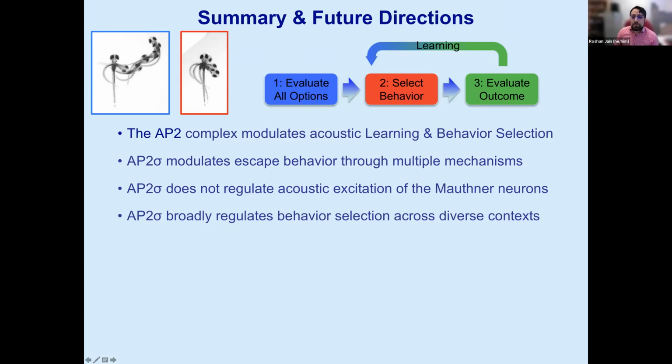It doesn't seem to be regulating the acoustic excitation of those command mouth neurons. So it seems to be functioning outside of that, at least at the level of regulating habituation learning. And then this complex seems to be broadly regulating behavior selection across a diverse set of contexts.